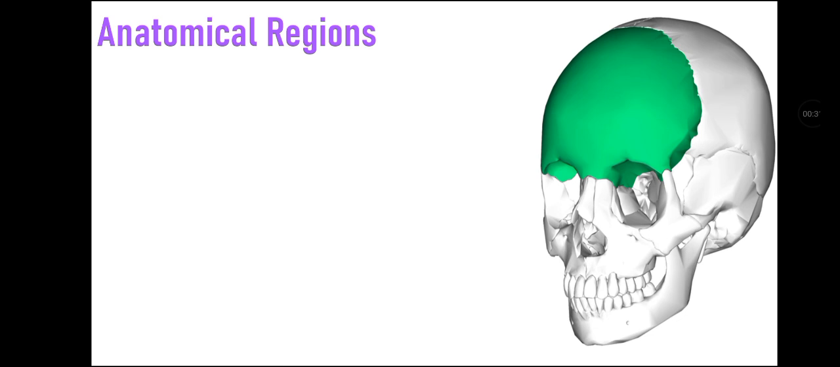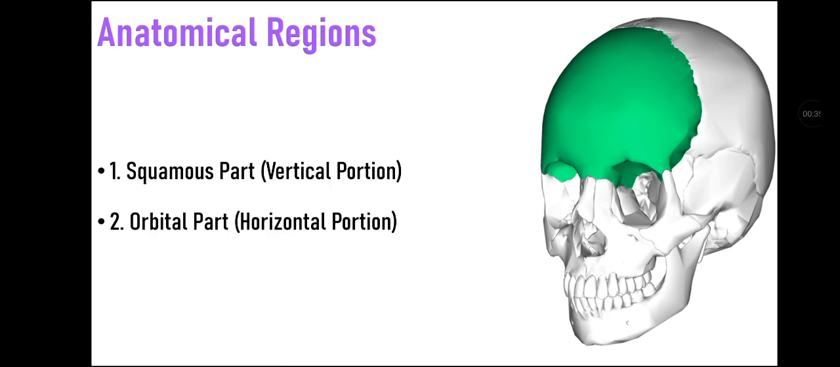Now let's talk about anatomical regions of the frontal bone. It has two regions, the squamous part that is called the vertical portion and the orbital part that is called the horizontal portion, and it also has another part that is called the nasal part. So let's talk about these parts one by one.